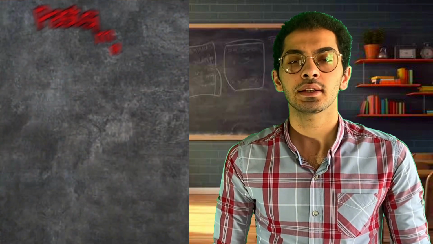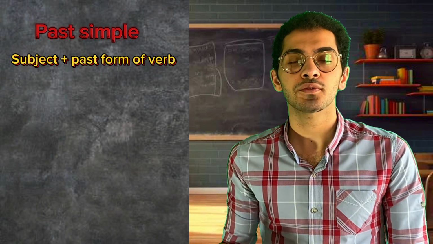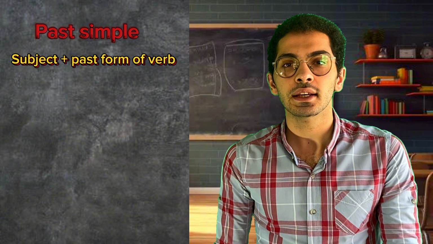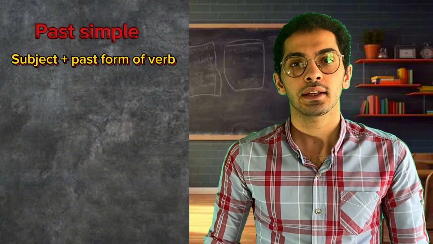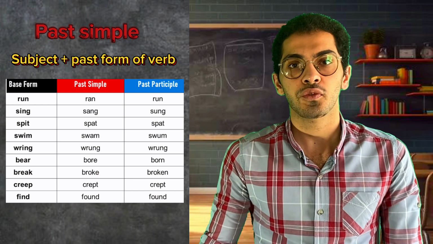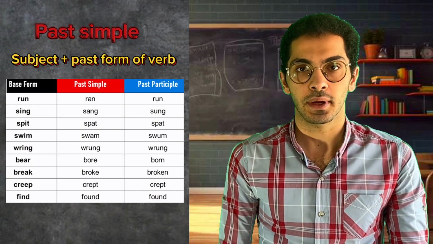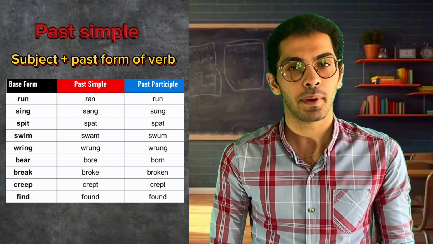Past simple, the structure of it. Subject plus past form of the verb. What is past form of the verb? In English, all verbs have three different forms. It is base form, past form or verb 2, and verb 3 or past participle. Here we use past form of them.